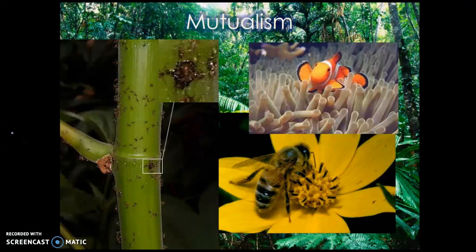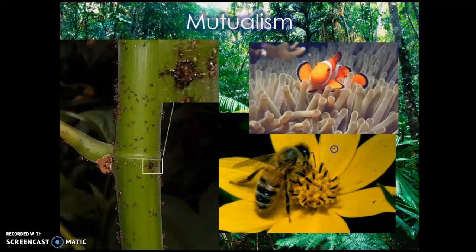Hello and welcome to video 2 of our population ecology PowerPoint and lesson. Last time we left off talking about different symbiotic relationships. One of them was mutualism, or a mutualistic relationship. That means both organisms are benefiting.